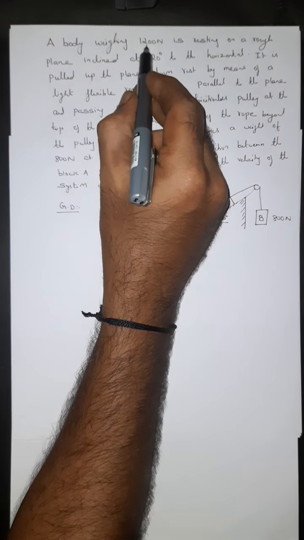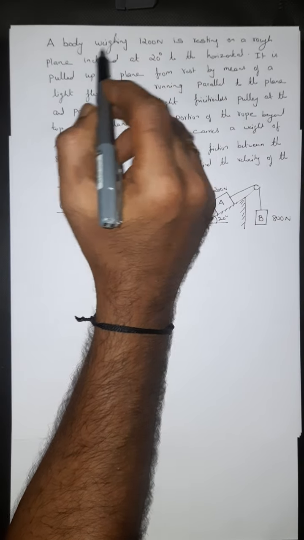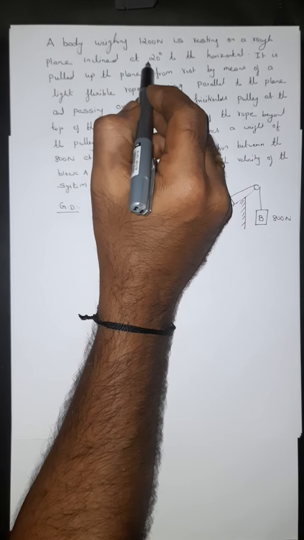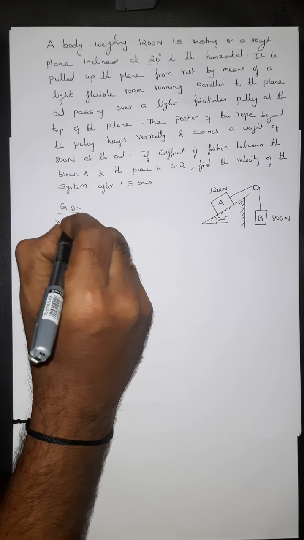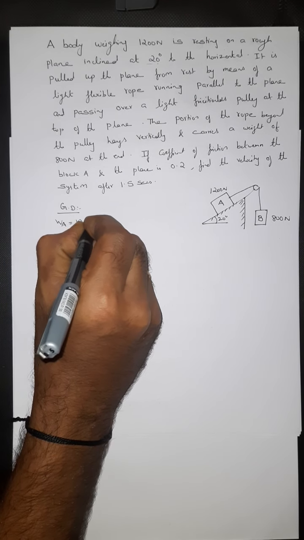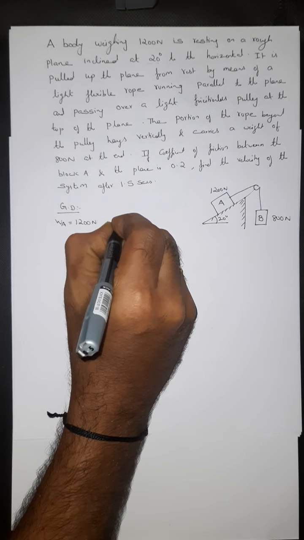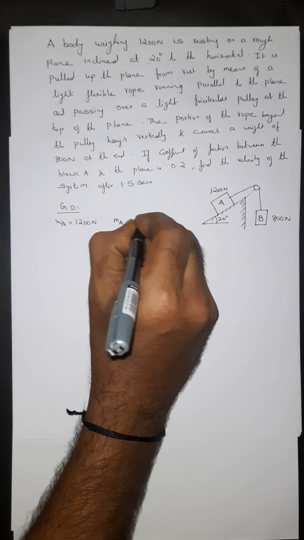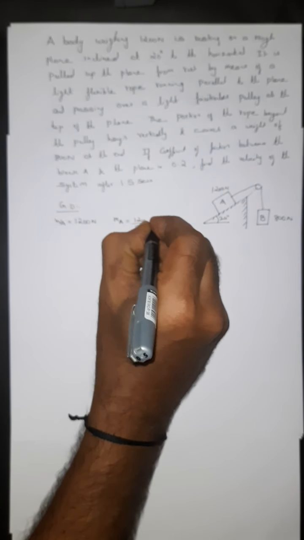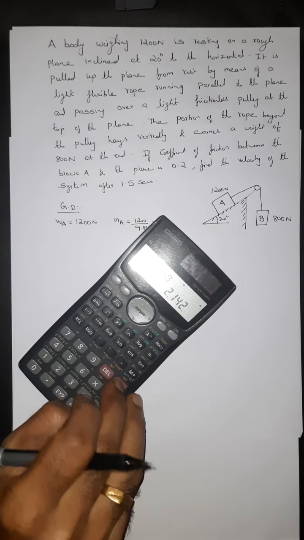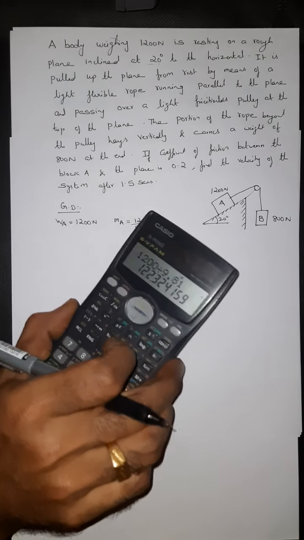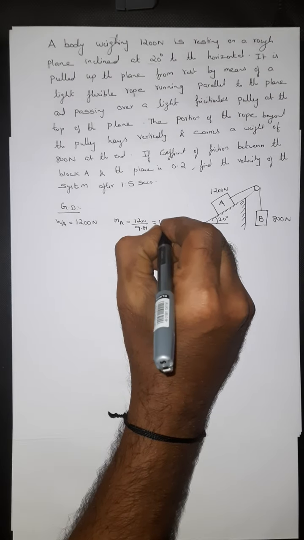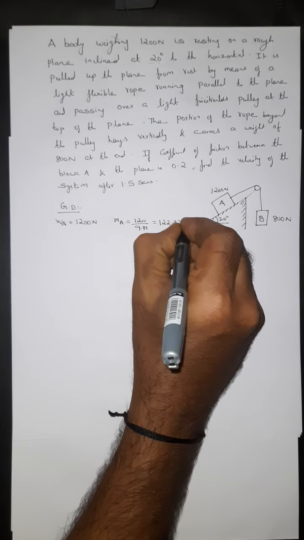A body weighing 1200 N is resting on a rough plane inclined at 20 degrees. So WA is of magnitude 1200 Newton. Therefore, MA equals 1200 divided by 9.81, which works out to 122.32 kg.